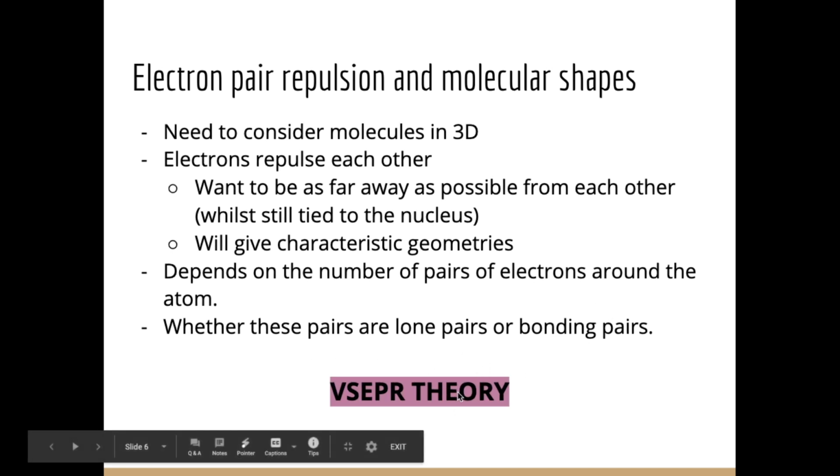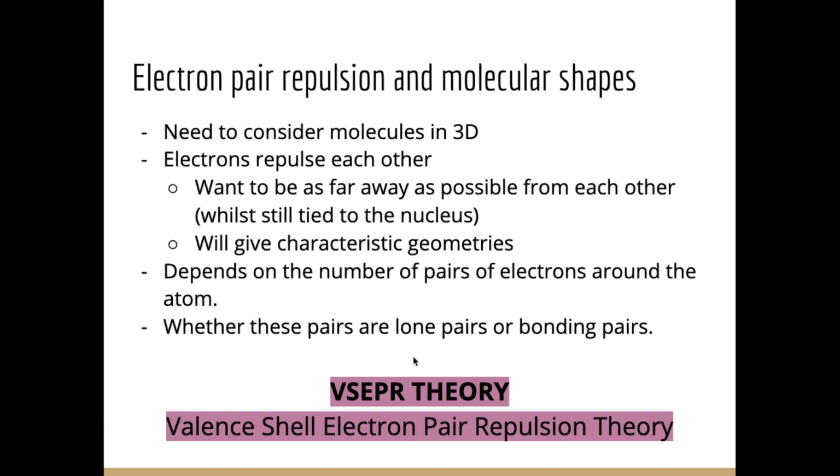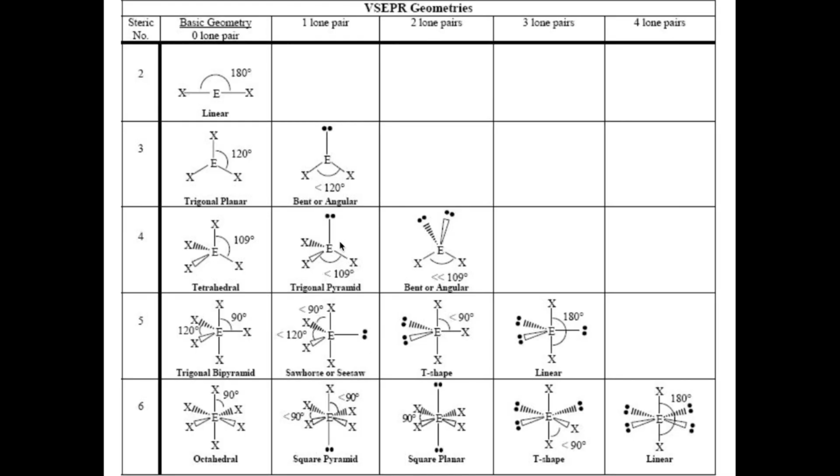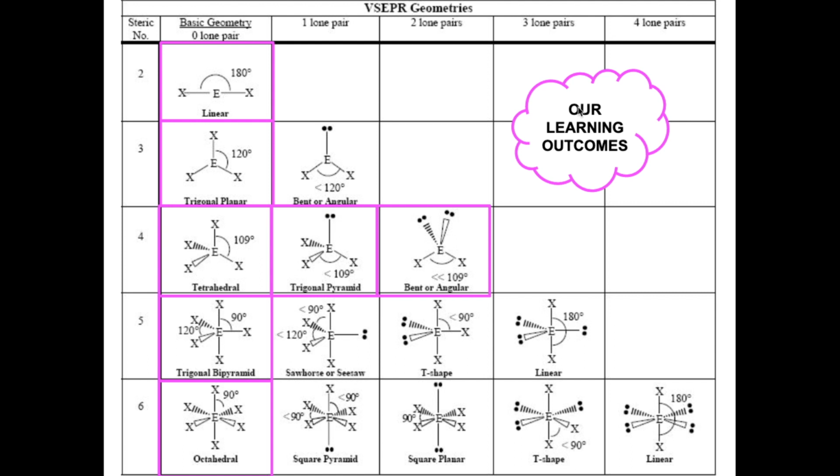So we have this thing called VSEPR theory. VSEPR theory stands for valence shell electron pair repulsion theory, which sounds very full on when we just look at it, but if we break down each word individually, there is nothing new there. Valence shell, we know what the valence shell is. Electron pairs, we know what electron pairs are. Repulsion, we know what repulsion is. And theory, that's the theory that ties it all together. Okay, so we have all these different molecular geometries based on the repulsion of the valence shell electron pairs. The ones that we are interested in are these ones. These are the ones addressed specifically in our learning outcomes.